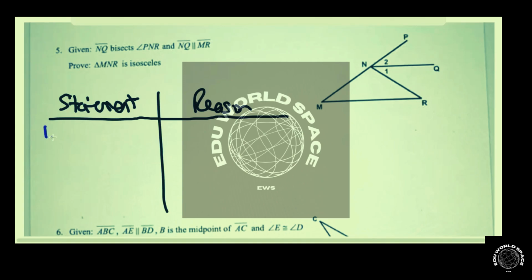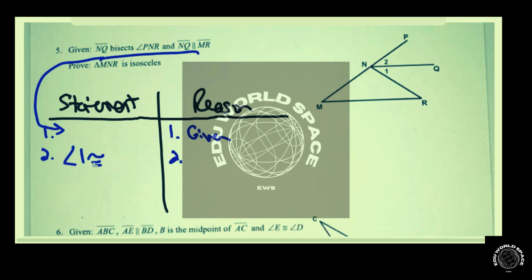First, we know that we have the given information, and with my pen, just so that I don't have to rewrite everything, we know that goes into the first statement. And now let's talk about what it actually would mean. If NQ is bisecting angle PNR, that would mean that angle 1 is congruent to angle 2. That's the definition of bisect. That's what it means to cut it into congruent parts.